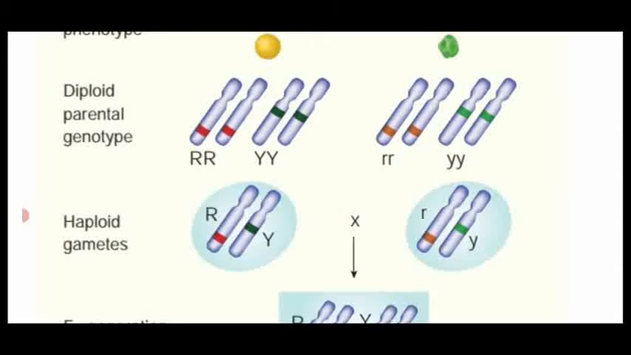Because we are taking only one from the pair, that is the haploid. But where the pair was present, it is diploid. That's why they are given as diploid parental genotype. Second one, we have taken the shape of the seed, that is wrinkled or small r, then color is green, that is small y. So these are the two haploid gametes which are produced in the F1 generation.